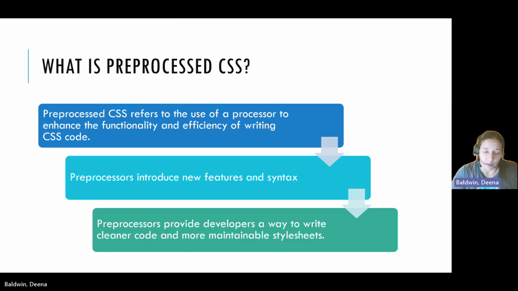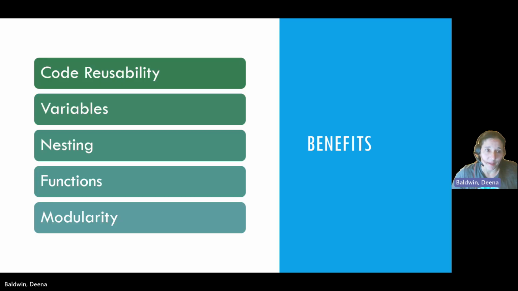So what exactly is pre-processed CSS? Basically, pre-processed CSS takes CSS to the next level by introducing features and functionalities. It refers to the use of a processor to enhance the functionality and efficiency of writing CSS code. Preprocessors introduce new features and new syntax, and they also provide a way for developers to write cleaner code and a more maintainable style sheet.